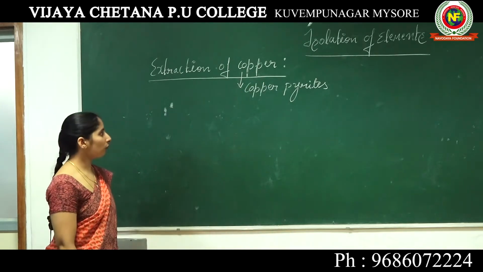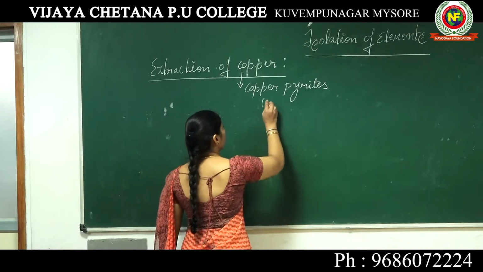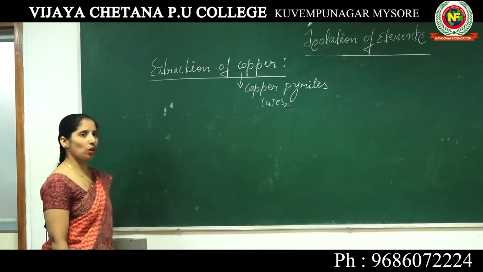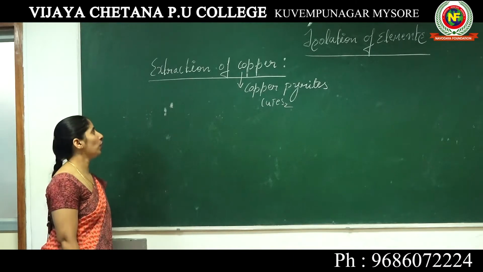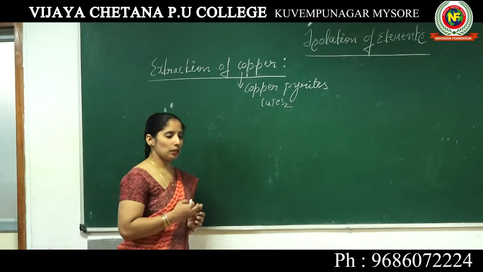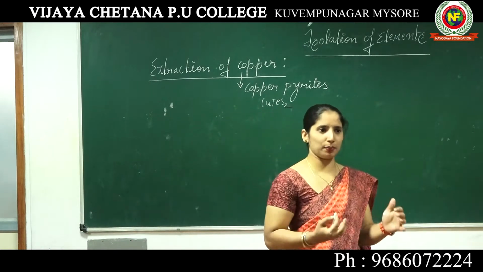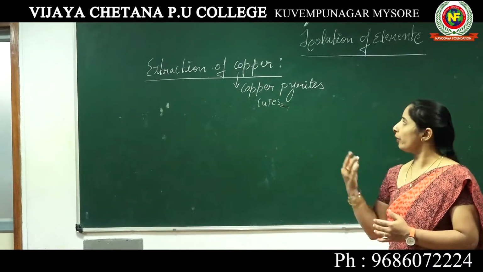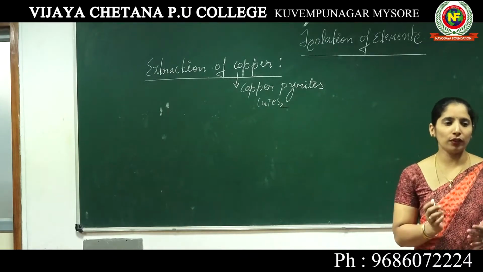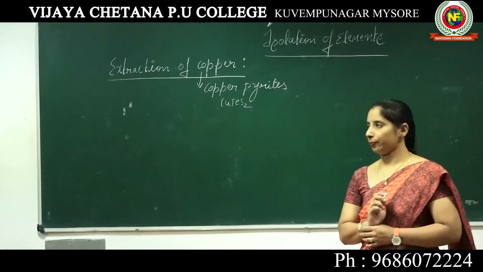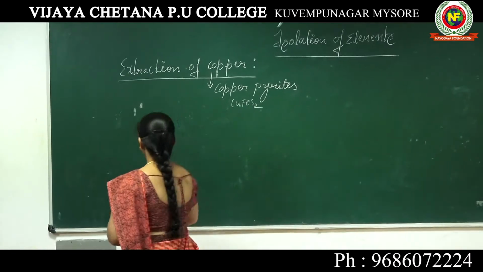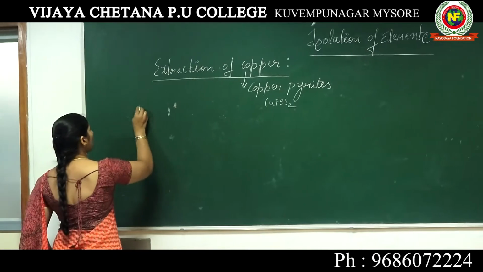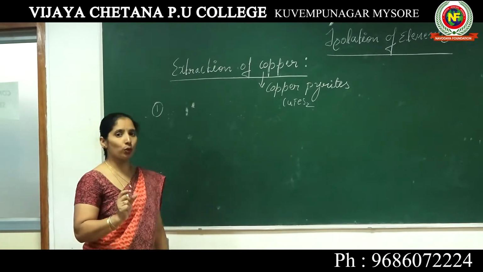Having the composition CuFeS2. CuFeS2 is the composition of copper pyrites. There are many steps to explain how we get the copper from its ore, copper pyrites. So here I will explain this process step by step. The first step, the first one.